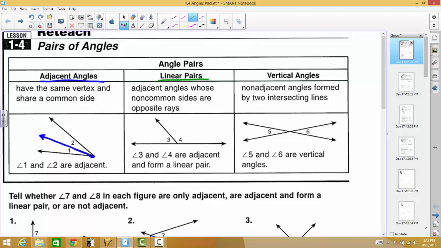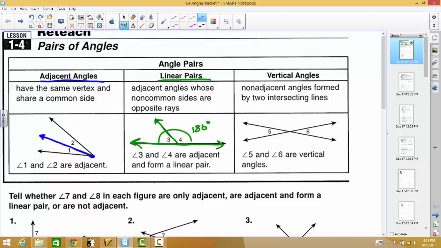A linear pair is two adjacent angles. So see how these are touching? They're touching through this shared piece right here. Their non-common sides are opposite rays. So this line down here makes a 180-degree angle, and they are adjacent. They touch each other, and then the non-common sides are opposite rays.